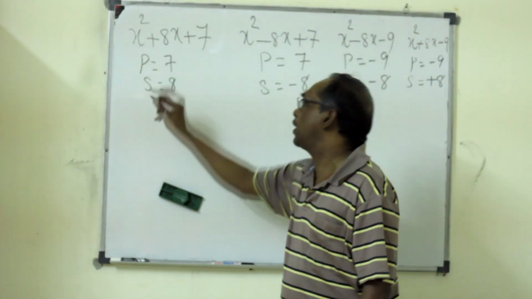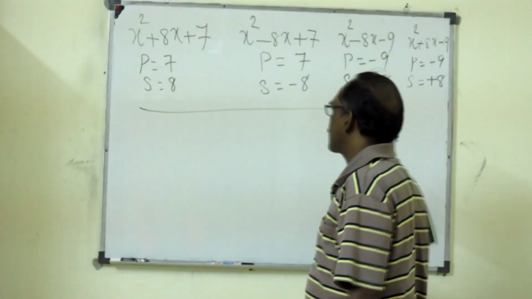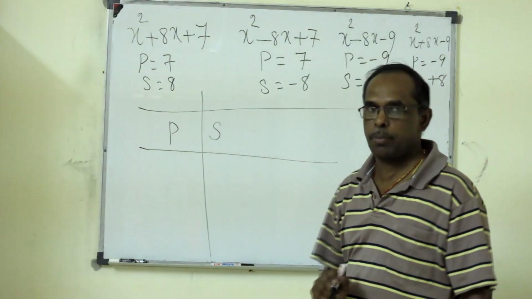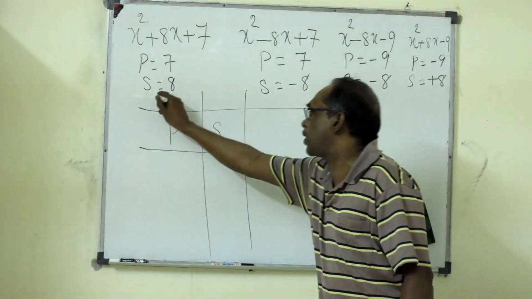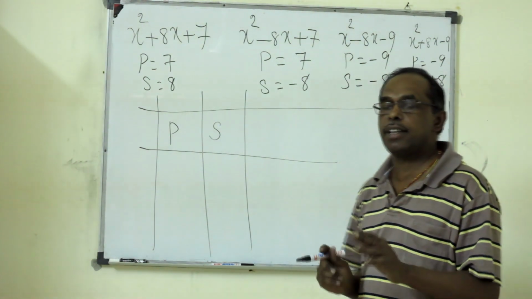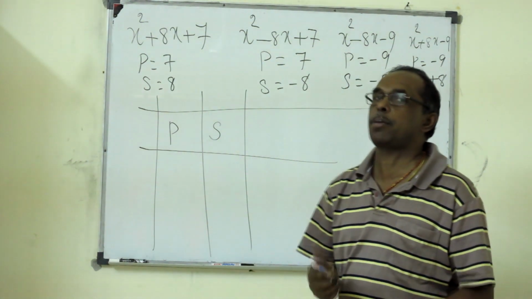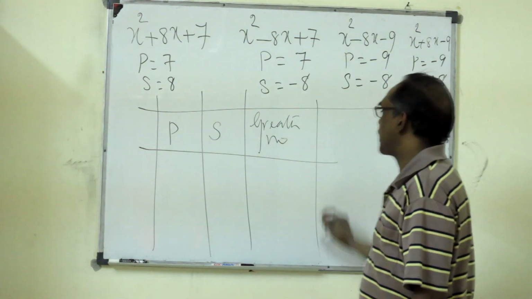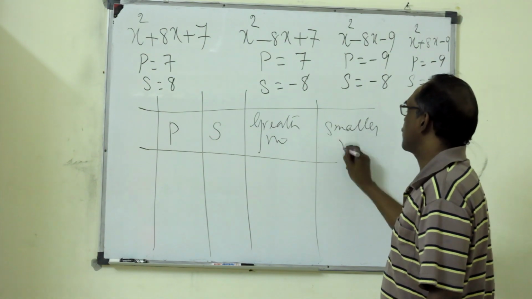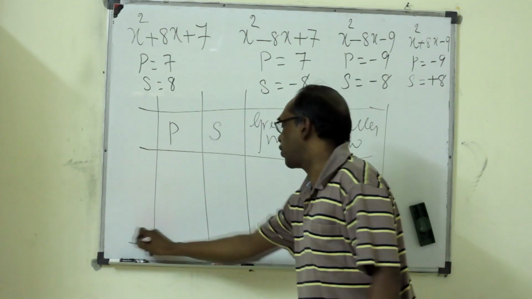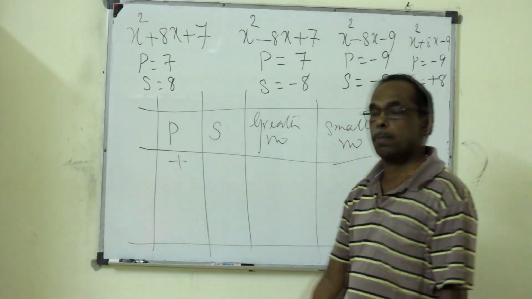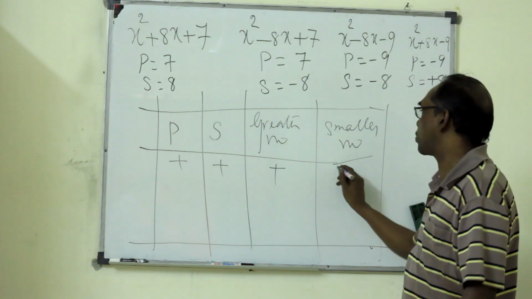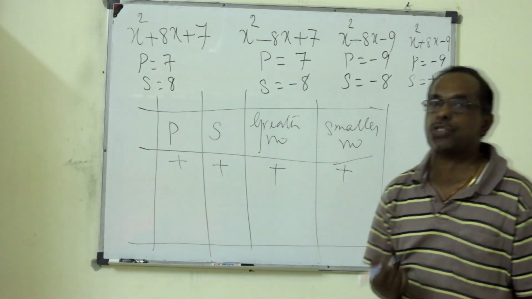So product is P. I can make a table for you, it will be a little easier. This is product, this is sum. Now you are going to split this into two numbers. One number can be a greater number and one number can be a smaller number. So I am writing here greater number, and the second one is the smaller number. If the product is positive and sum is positive, then the greater number is positive and the small number is also positive. That's what I did in the previous case.